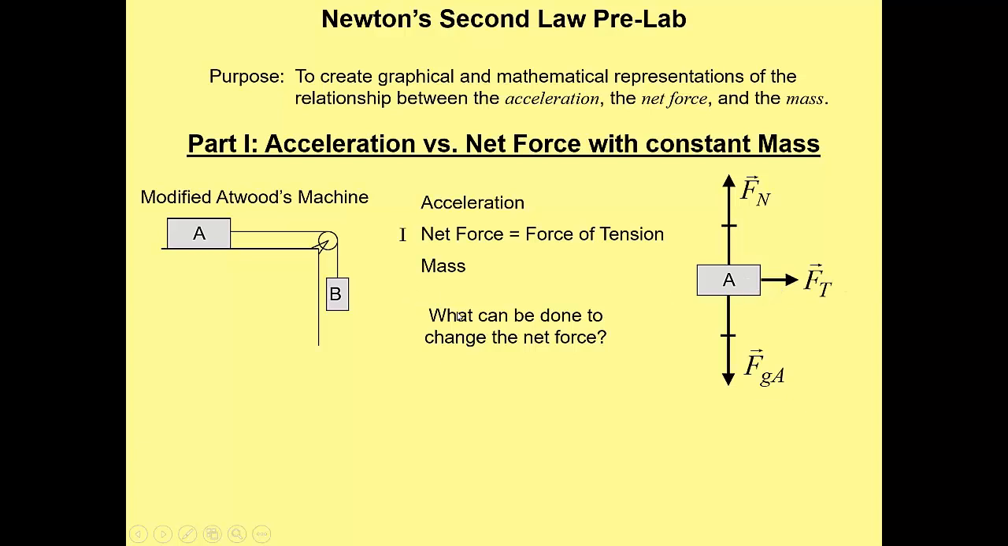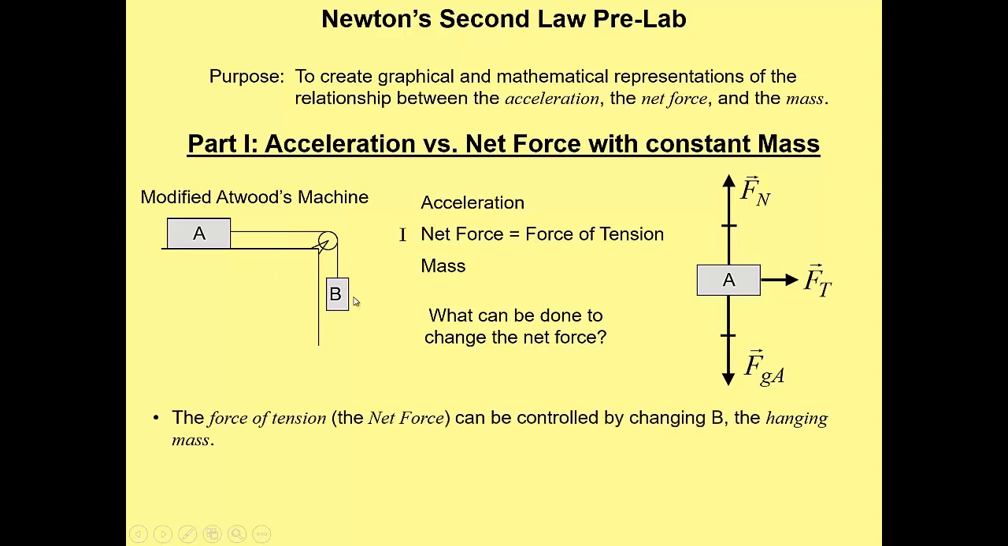And as we did in the last activity, if we want to change the force of tension, we can change the mass of the thing hanging off the side, the hanging mass, if you will. Right? So the force of tension here can be controlled by changing B, the hanging mass. Right? And we can control how much mass we put on the end of the string, which is why it's an independent variable.